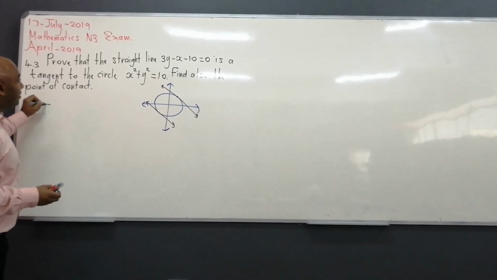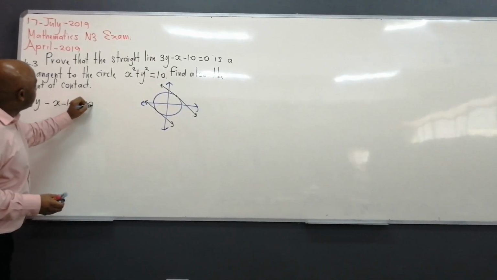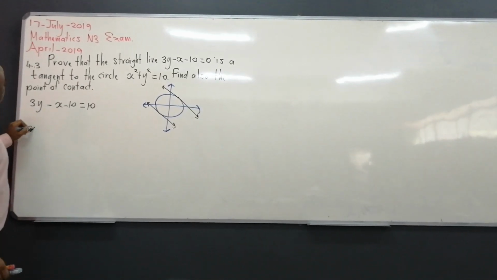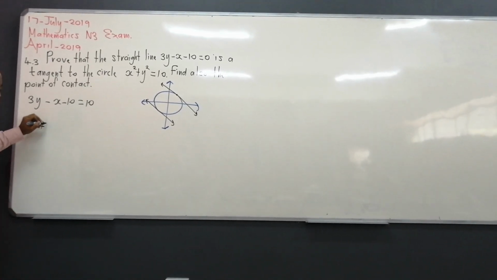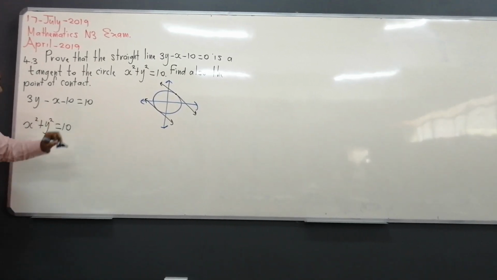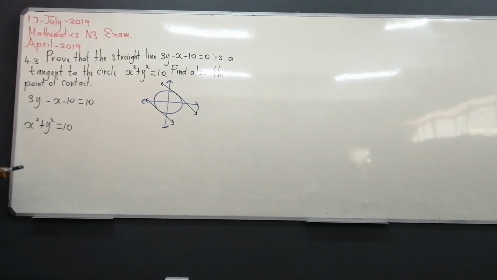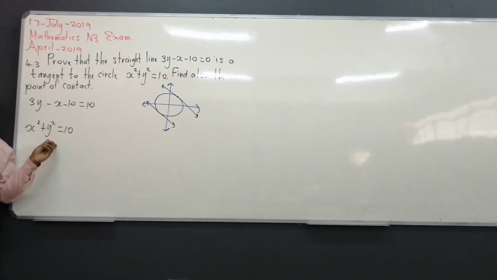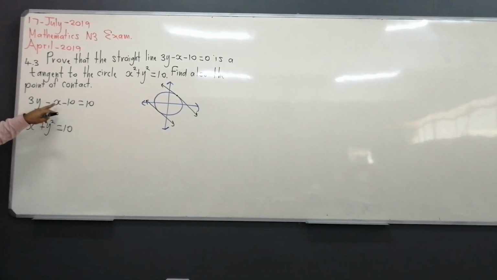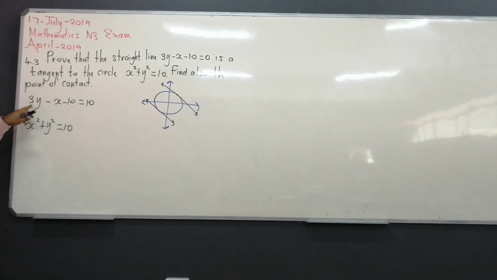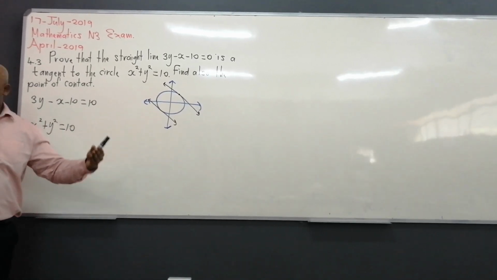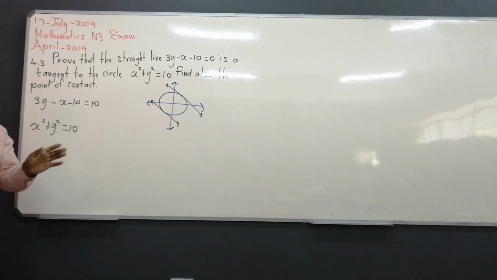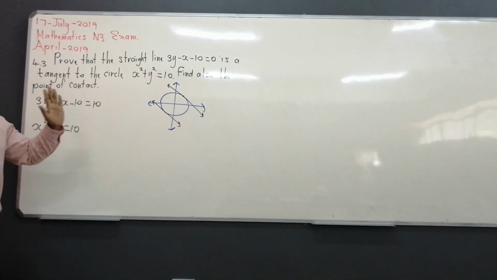Right, so what do we have? Equation 1, we got 3y minus x minus 10 is equal to 0. And the second one here, we have x squared plus y squared is equal to 10. Okay, so what can I do now? I can take the straight line, substitute into the circle. Now I either can make x the subject of the formula or y the subject of the formula. But which one is better to make? It's x, because we will have no fractions. We want to try and avoid having fractions.